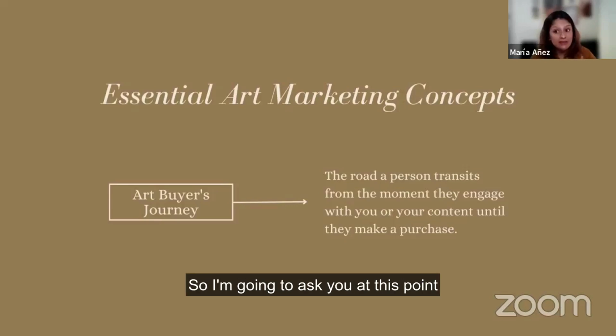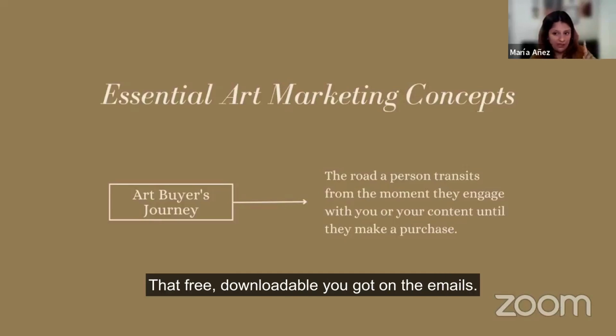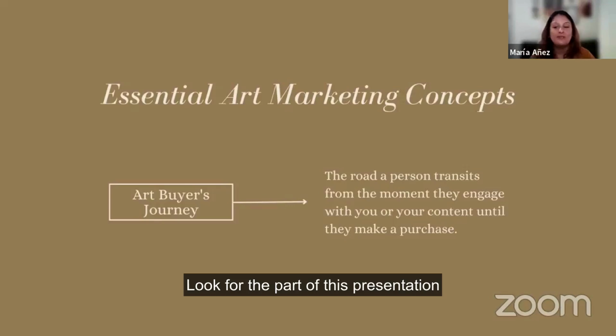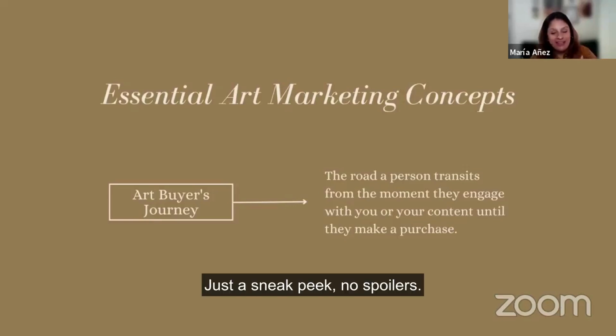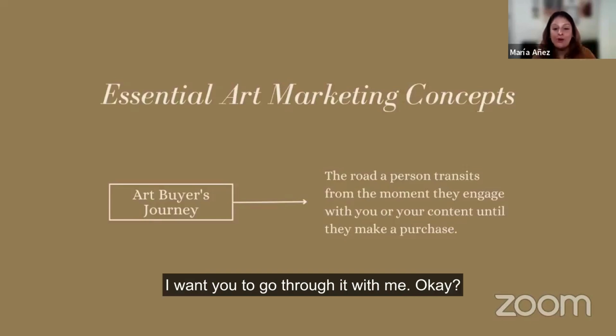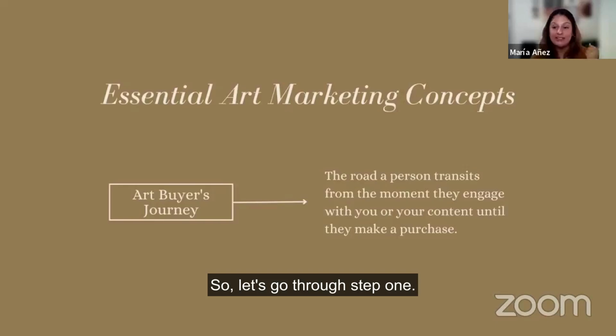So I'm going to ask you at this point to go back to your activity journal that's free downloadable, you got it in the emails, and that is also available here in the group. Look for the part of this presentation and take a look at the diagram you're going to see there. Just a sneak peek, no spoilers. I want you to go through it with me, okay? So let's go through step one.